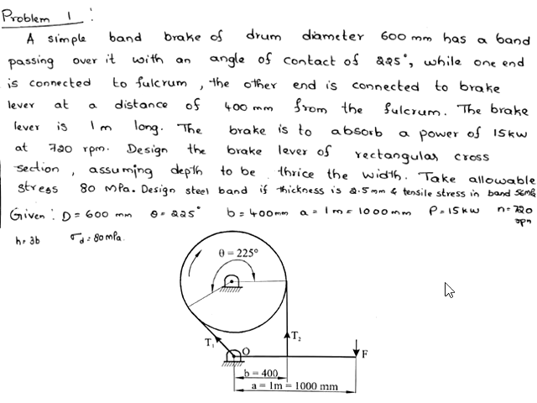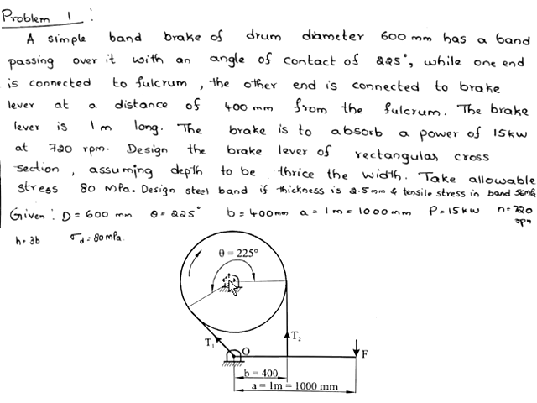The brake is to absorb a power of 15 kilowatt, so P is 15 kilowatt at 720 rpm, so the N value will be 720. Also we have to design the brake lever, which is of rectangular cross section, but assume depth is thrice the width. That means H is equal to 3 times B. The allowable stress is 80 megapascal, so sigma is 80 megapascal.